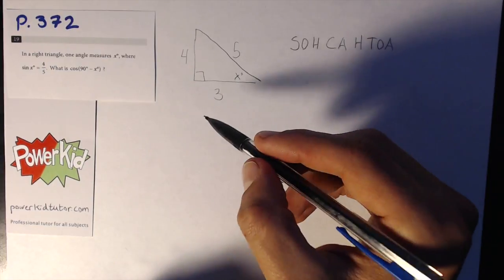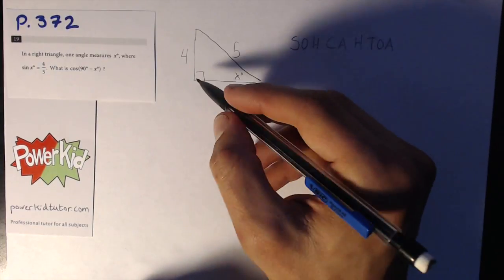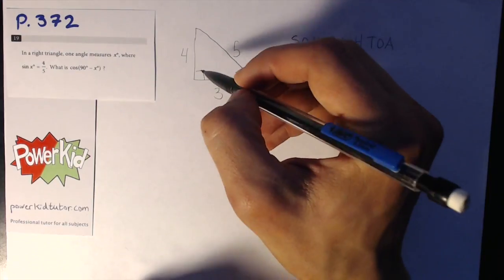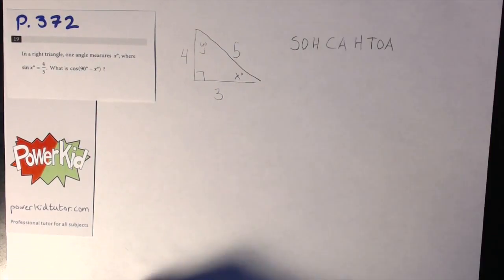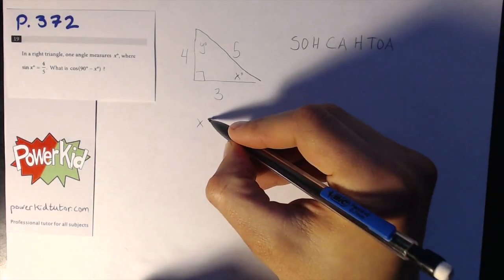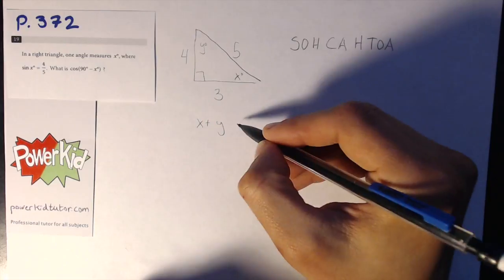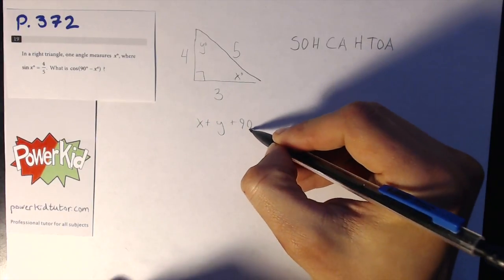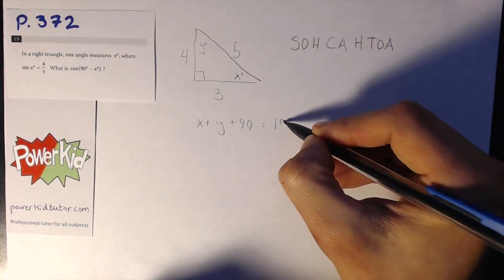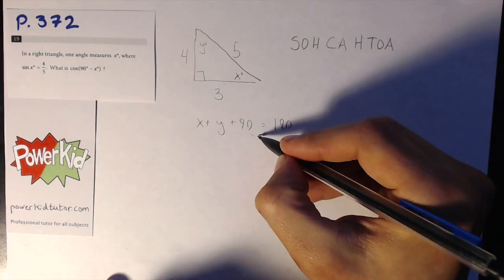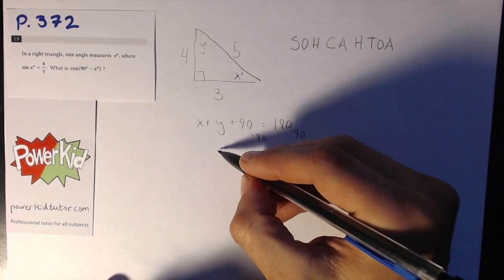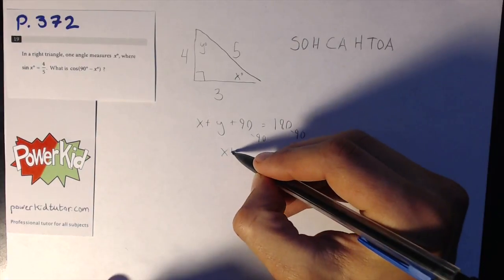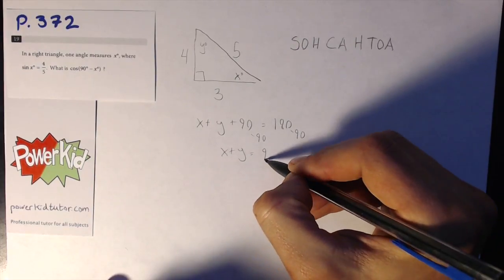Well, let's think about this thing right here. We know that all the angles in a triangle have to sum up to 180. I'm going to call this one y degrees, because we don't know what this one is yet. Okay? I'm going to say x plus y plus 90. All these things have to add up to 180. I'm going to subtract this 90. I'm going to subtract this 90. I'm going to get x plus y equals 90.